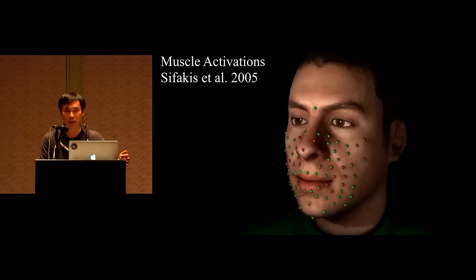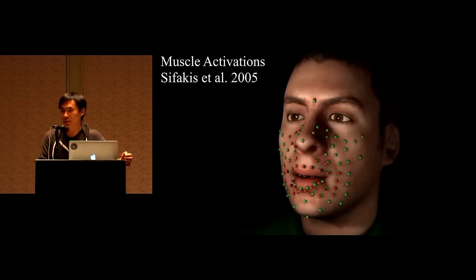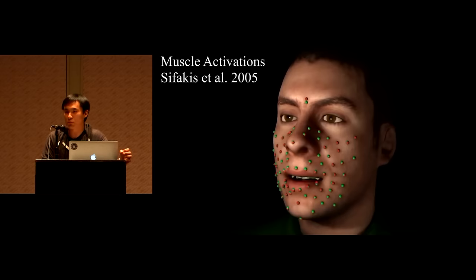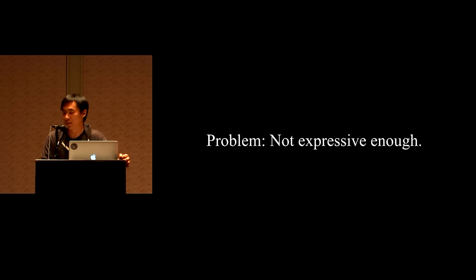The first work that did use muscle simulation was by Stephane et al. in 2005. This is some early work that used muscle simulations to target mocap data. While it worked and was a good first example, the problem with this sort of method is that a pure muscle activations-based model is not very expressive, and you are still very much in the depths of the uncanny valley.